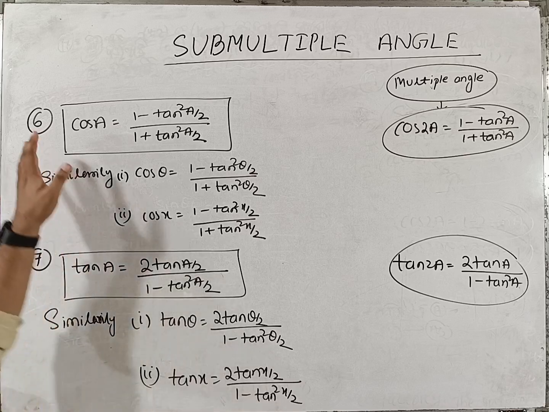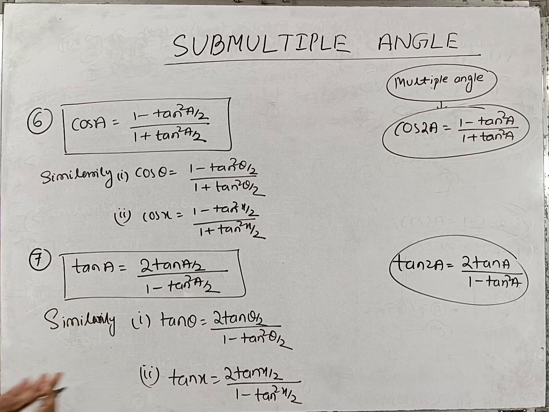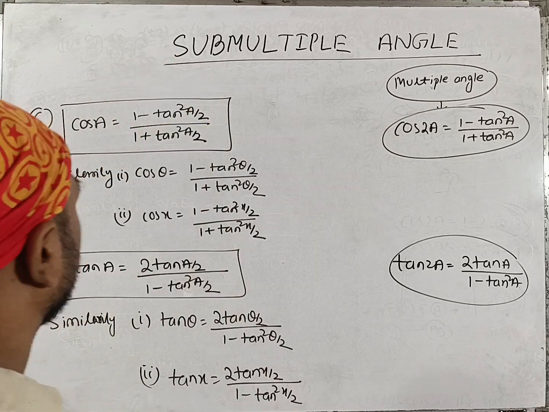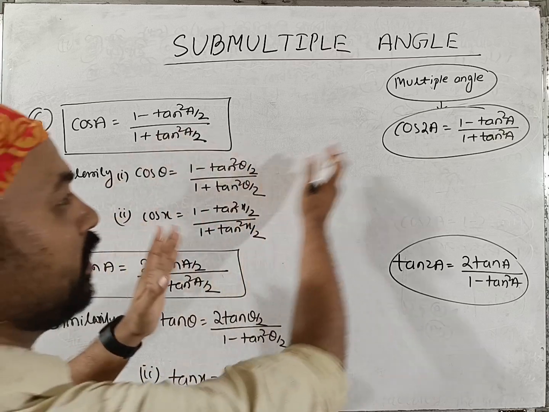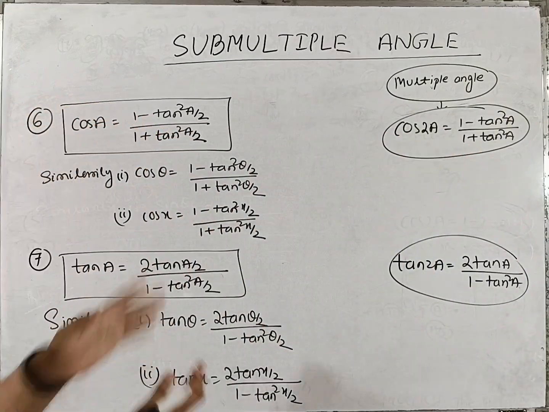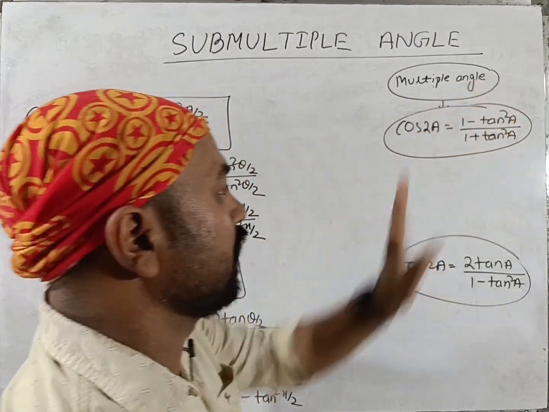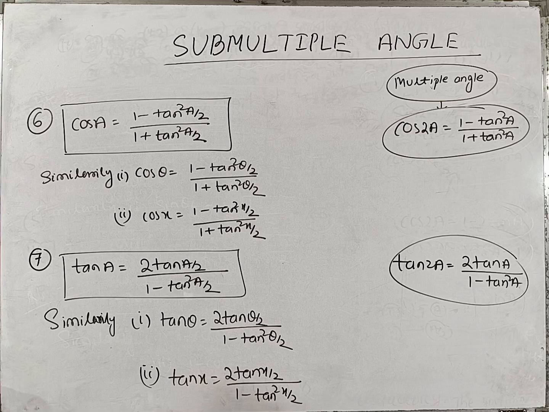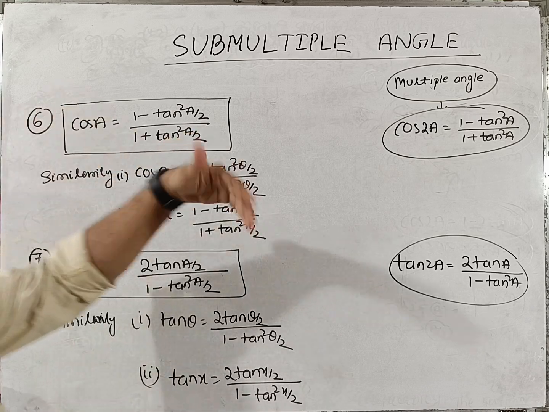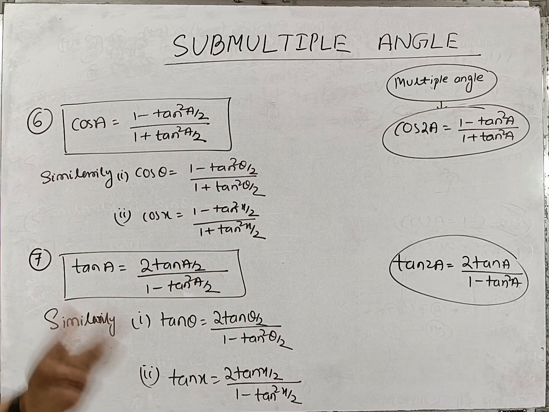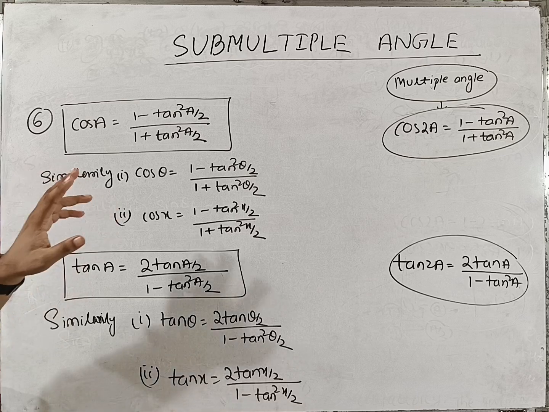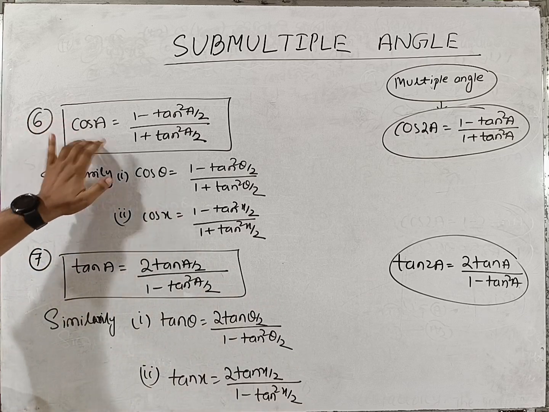So here it is the number 6 and the number 7th formula from the submultiple angle topic. Again, we have derived it from the multiple angle section. We know that cos 2A is equal to 1 minus tan square A divided by 1 plus tan square A. Similarly, in place of 2A we have written A, and in place of A we have written A by 2, so that we can get the submultiple angle.